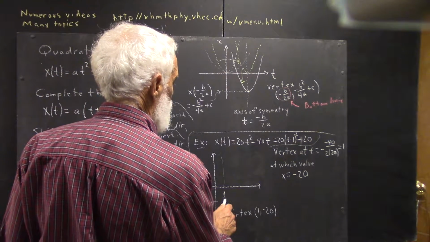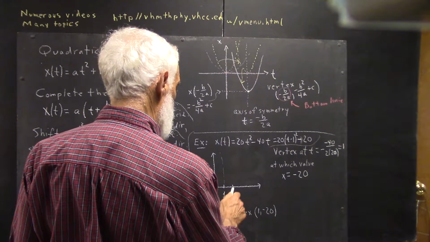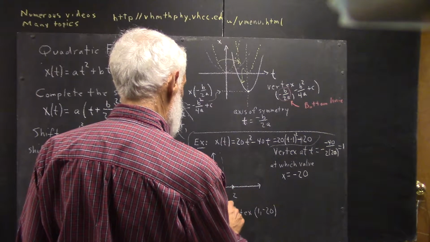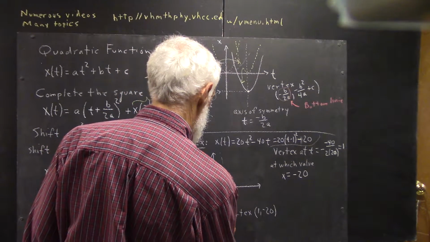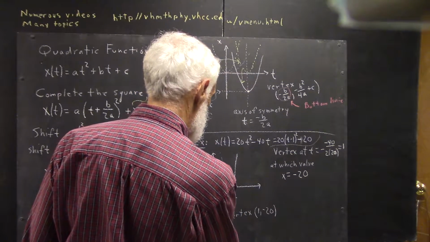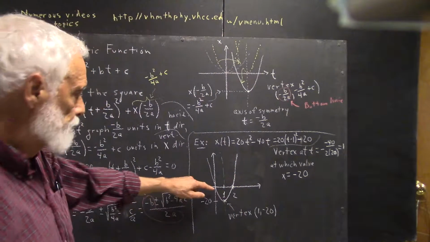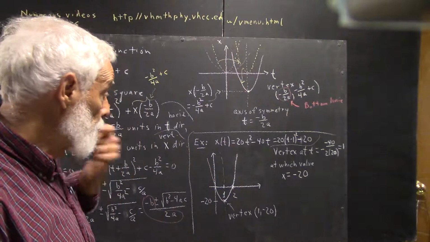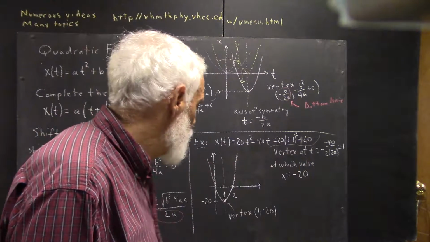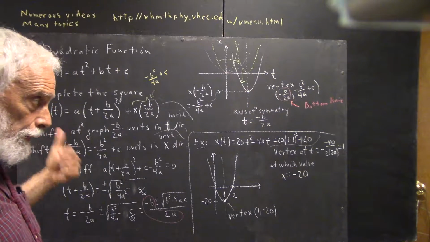If t changes by 1 from the vertex, we have to go up 20, which will give us a 0 here at t equals 2. So the graph is going to look something like this, with the other 0 at t equals 0. Okay, so just an example of how we could graph a function using these techniques and these insights.